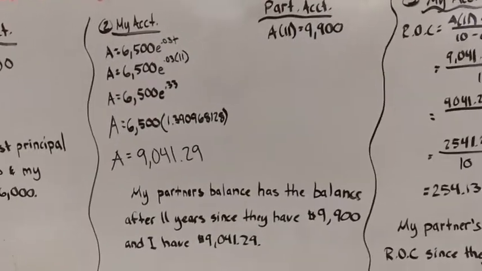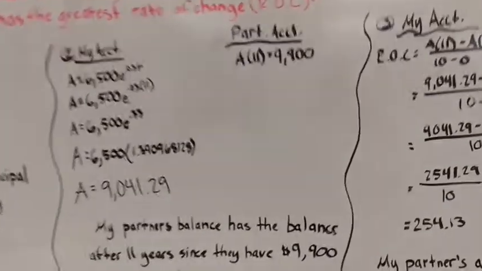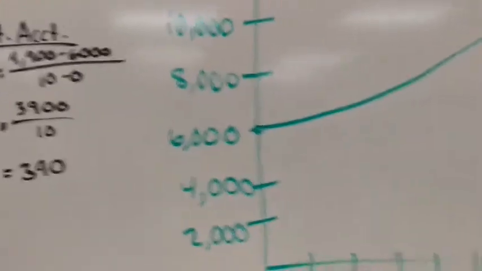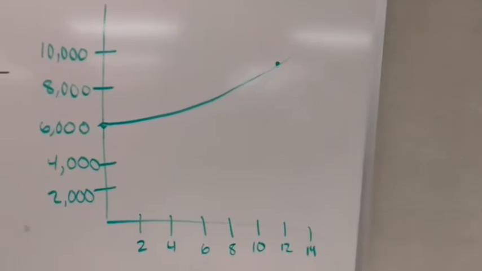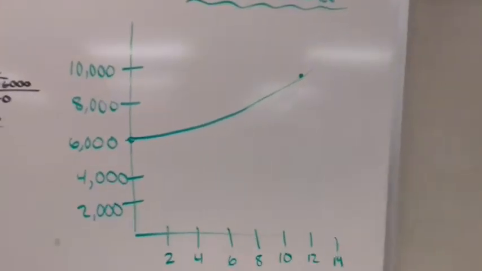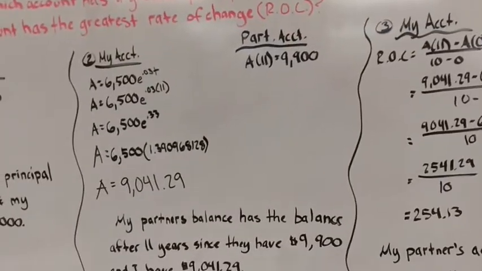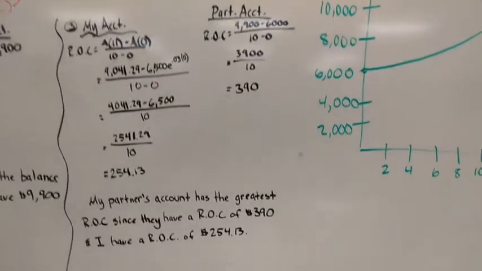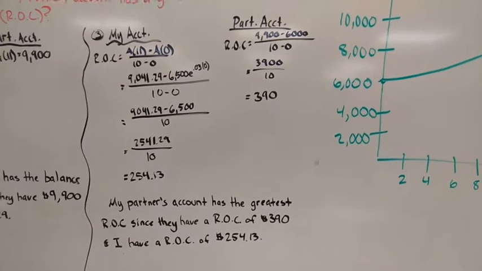That was kind of the hard part. So now we'll move on to the easy part, finding your partner's balance. Look at the graph and see where the line landed on 11 years. In this case, it's 9,900. So that will be your partner's balance. The answer for this question will be, my partner's account had the greatest balance after 11 years since they have $9,900 and I have $9,041.29.